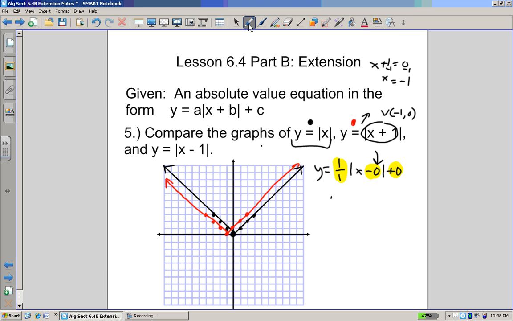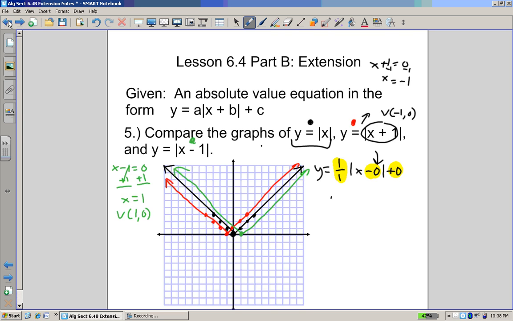Let's work in green for this one. As you could predict, when I set my x minus 1 equals 0 to find the vertex, x minus 1 equals 0, I'm going to add 1 to both sides. x equals positive 1. Plug it back in, we get a 0. So the vertex of this one is going to be (1, 0). Well, as you can predict, all that's going to happen is for me to shift that graph to the right. So compare these graphs. y equals absolute value of x. This one's been shifted 1 to the left, and this one's been shifted 1 to the right.